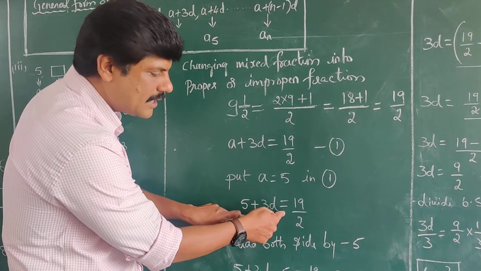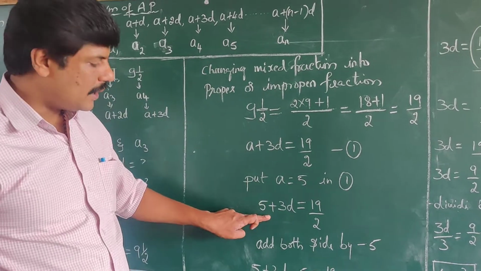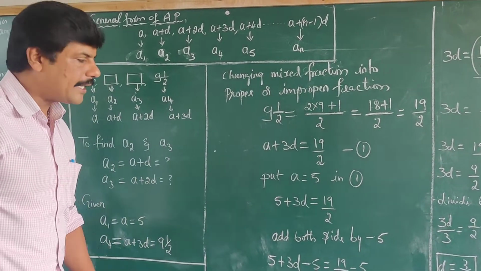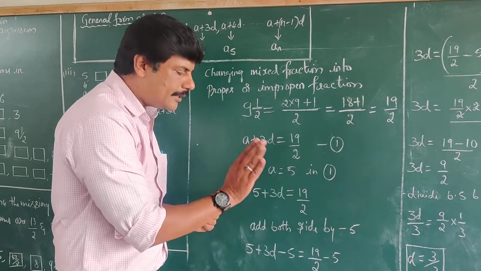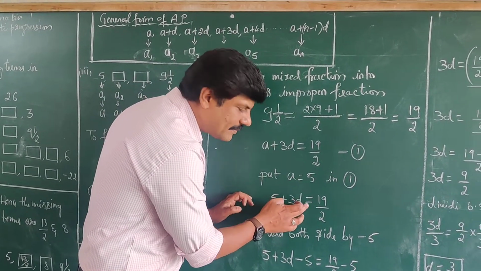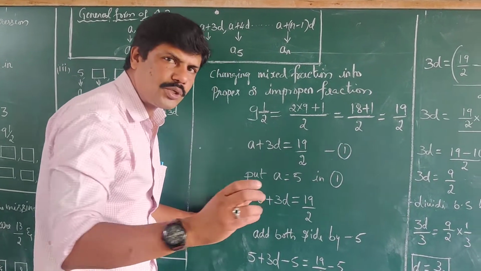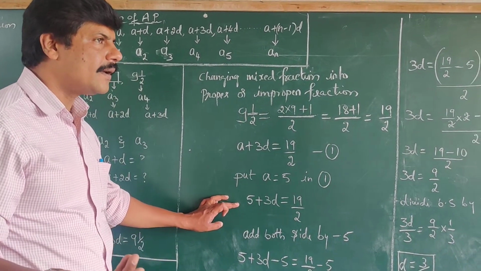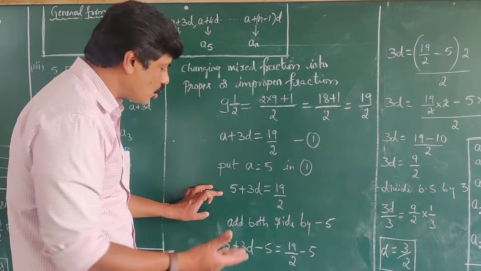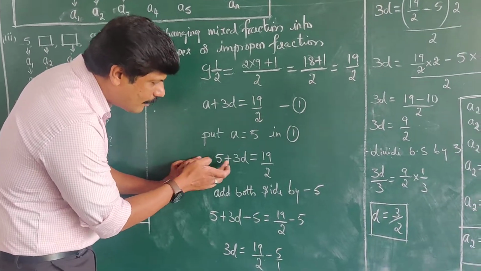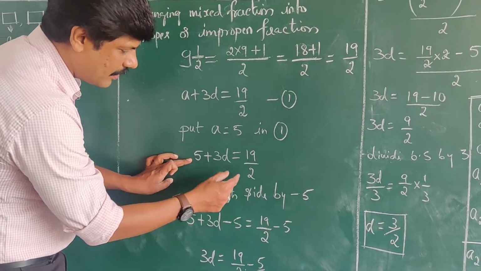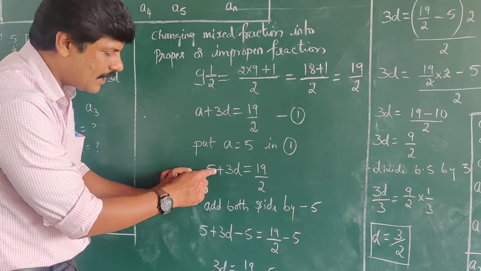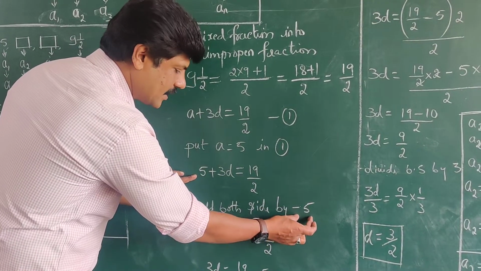5 plus 3d is equal to 19 by 2. Now we need the value of d, not the value of 5 plus 3d. Therefore, as usual, as I explained in the previous problems how to eliminate these things, add minus 5 to both sides, because we don't want plus 5 here.